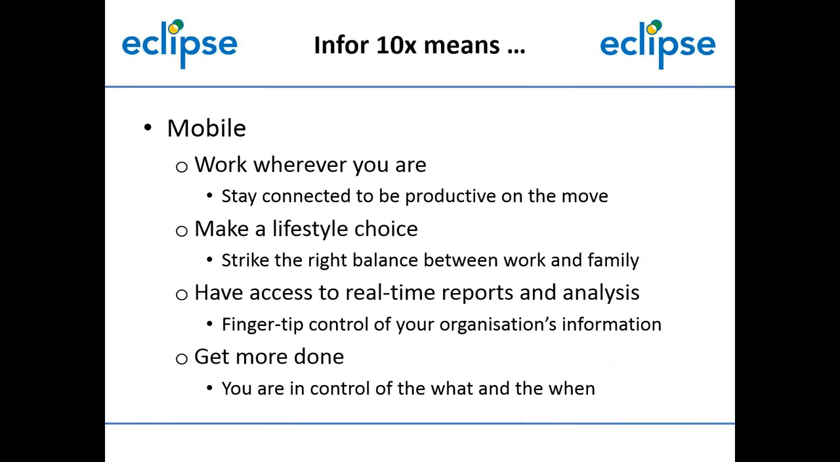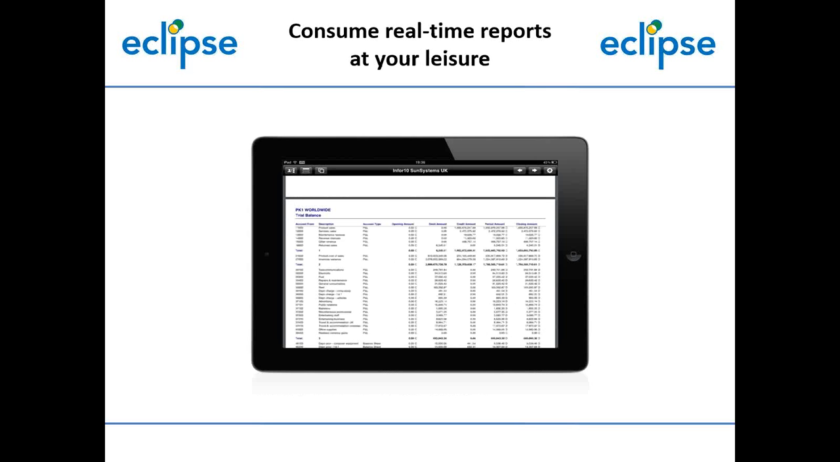So really, what Infor10x means, or the aim of it, is to ensure that you have real-time access to information that's really important, being able to get more done by making the most use of the information that you have on the screen. So it's being able to take information in the core systems, SunSystems in this case, and then do other things with it, make the information become dynamic, being able to access that information anywhere, whether that's on a mobile device.